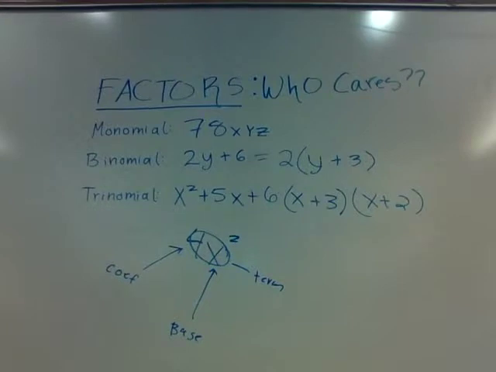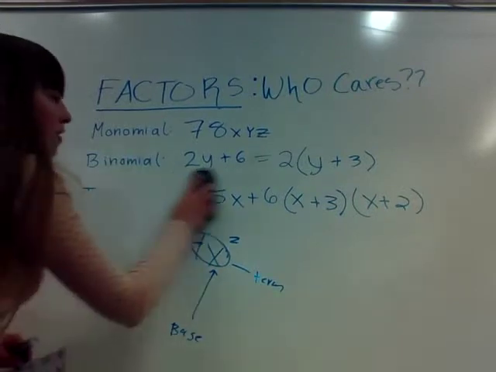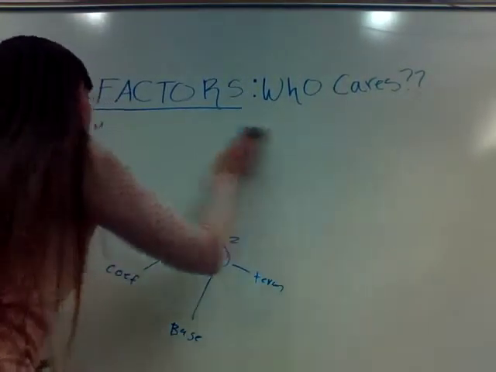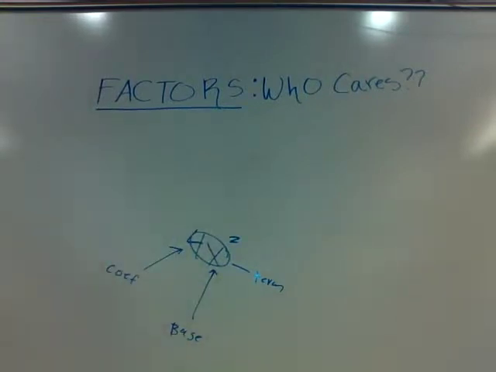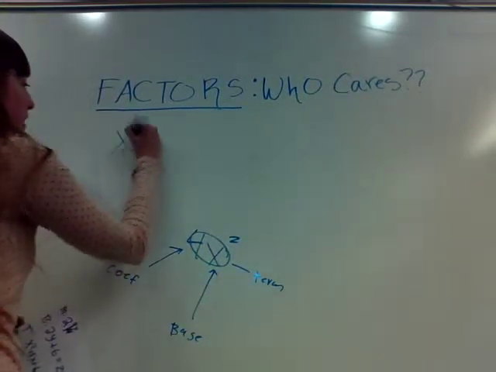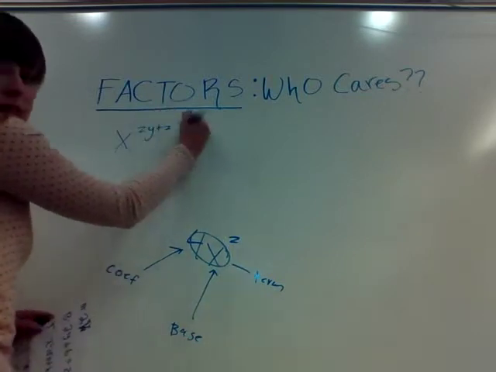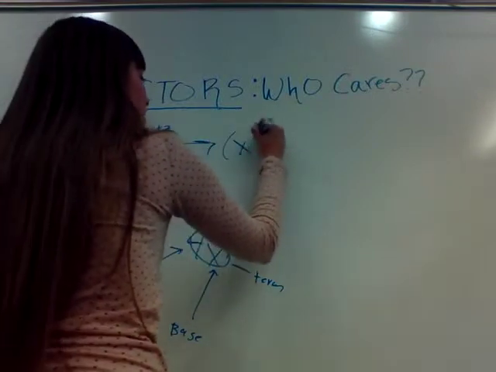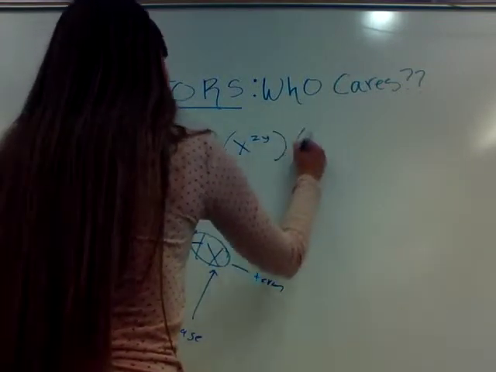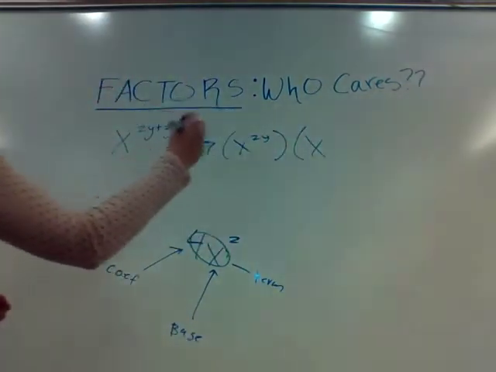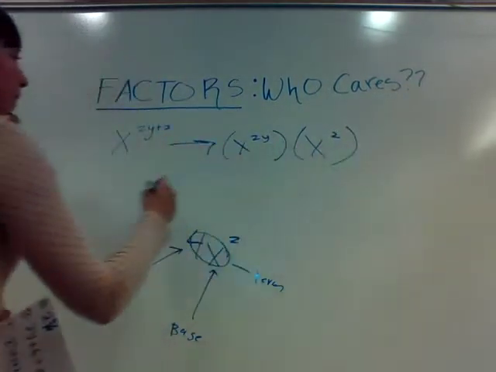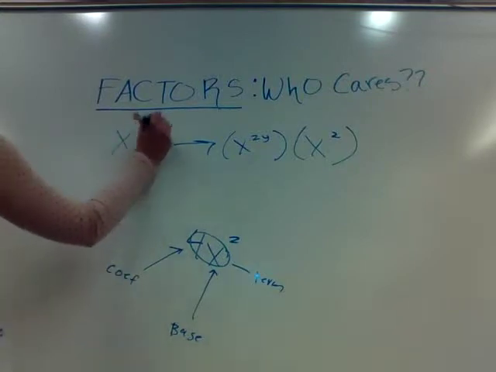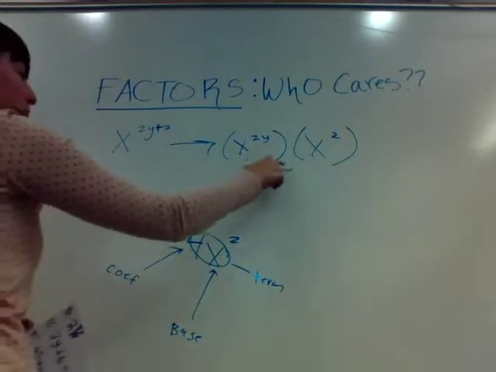So, like I said, if you have a single base whose exponent happens to be an expression, you can start factoring exponents. So, an example, x to the 2y plus 2 becomes x to the 2y times x squared. You can factor these out, and because there's an addition sign, you would multiply.